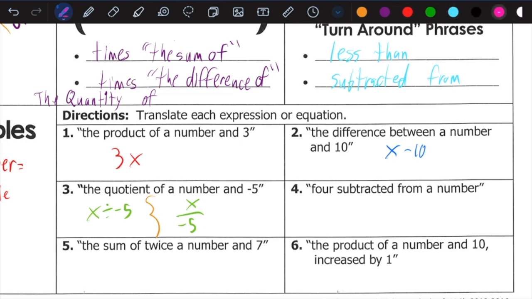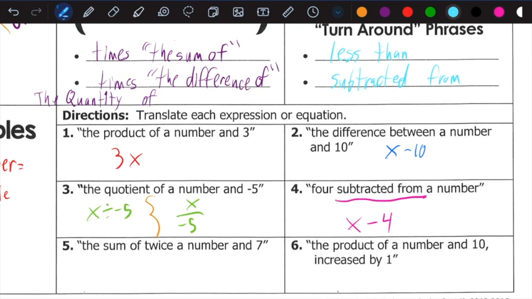Next up, we got number 4. 4 subtracted from a number. Subtracted from. We should have alarm bells going off in our head right now because that's one of our turnaround phrases. That means subtraction. So we put a number first. The second part comes first here, so that's x minus the first part, 4. Once again, that's because this is one of our turnaround phrases. Less than and subtracted from are those two.